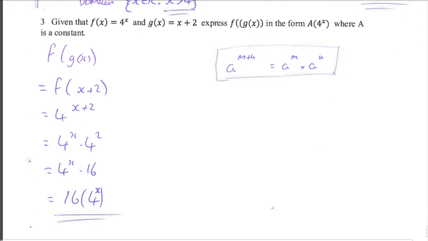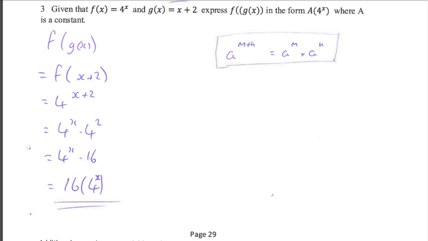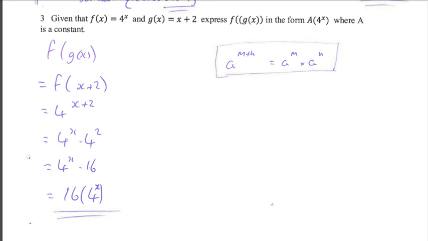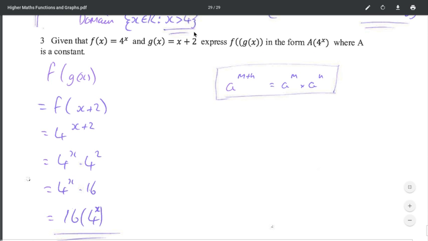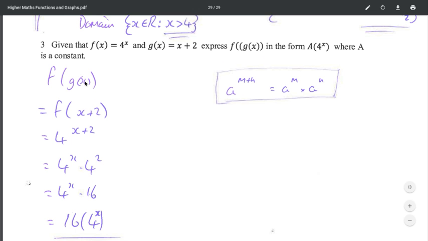Right, question number 3. I think this is just such a beautiful question. So express f of g of x in the form a times 4 to the x, where a is a constant. So f of g, so we know what g of x is, so f of x plus 2. So we'd get a mark for doing that.